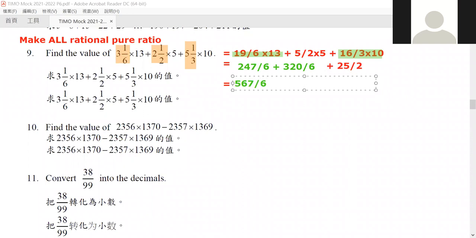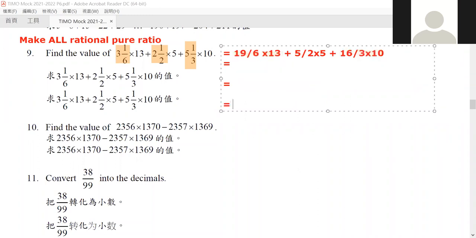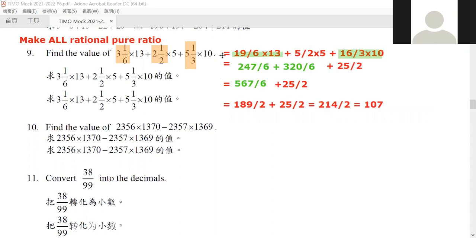But 567/6, now because 567 is a multiple of 3, we can reduce it further. And hence our answer will be equal to 189 divided by 2 plus 25 divided by 2. Now after this, we add this together, so it will equal 214/2, or in other words, it will be equal to 106. Okay, so this is one way of doing this.